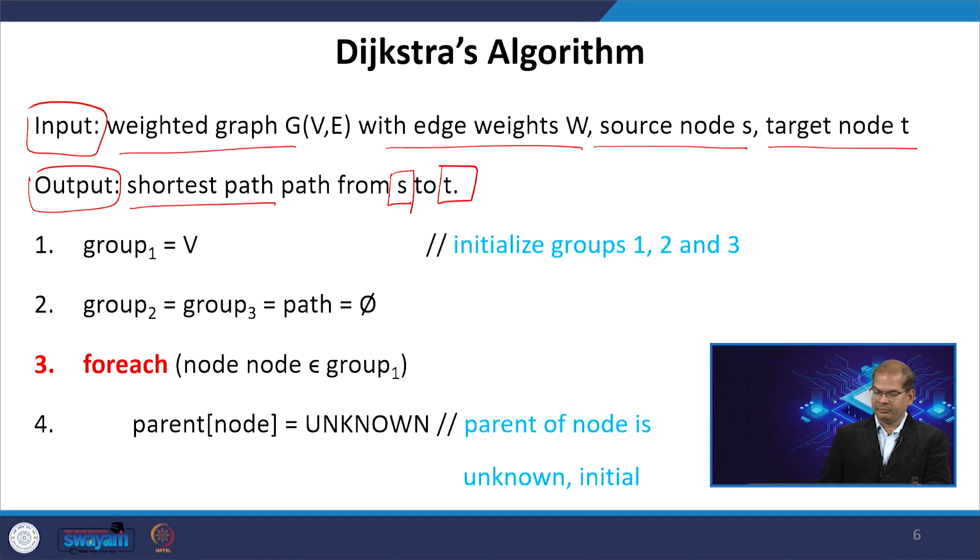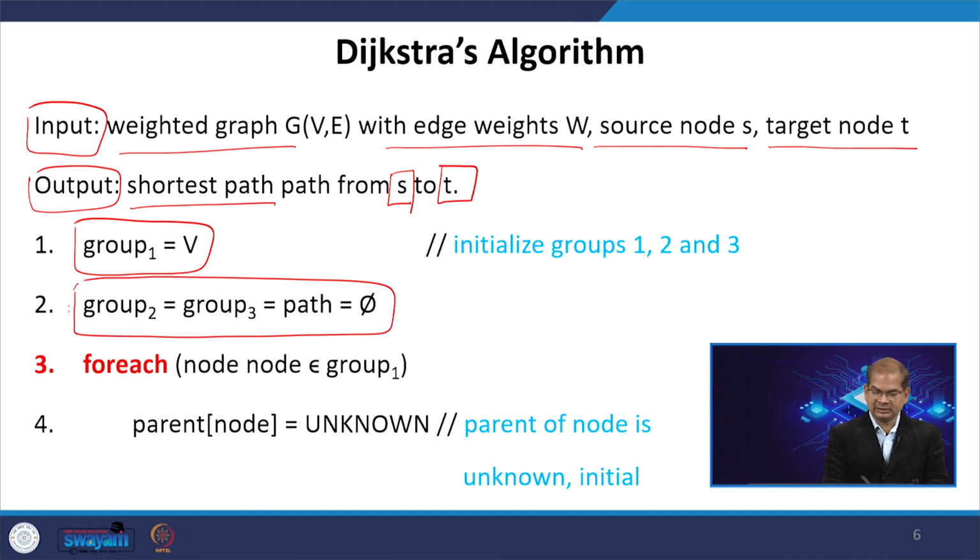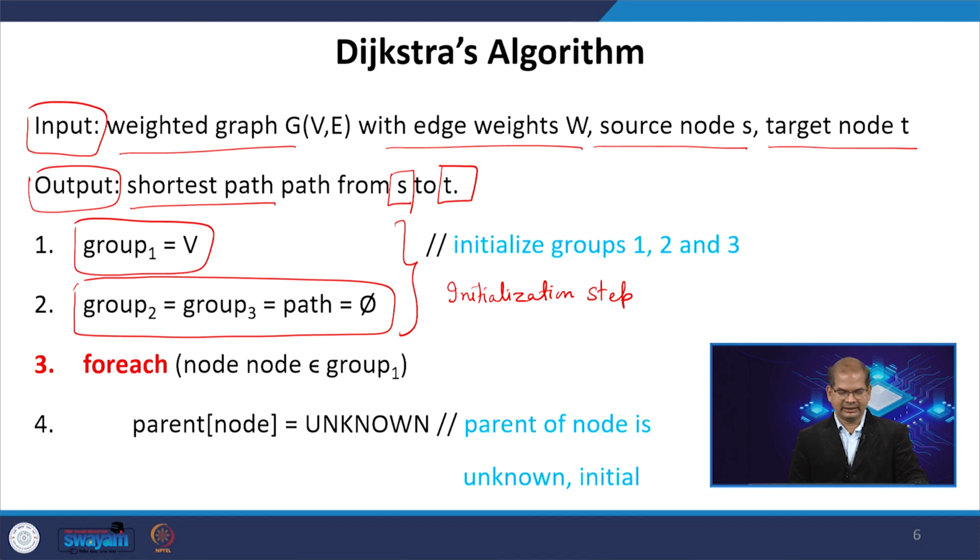In the first step, we initialize all the nodes to group 1. Group 1 means the nodes are not visited. All the vertices in that weighted graph are collected in group 1, all not visited. Then group 2 and group 3 at the initialization stage are empty (phi). So, these steps are the initialization step.